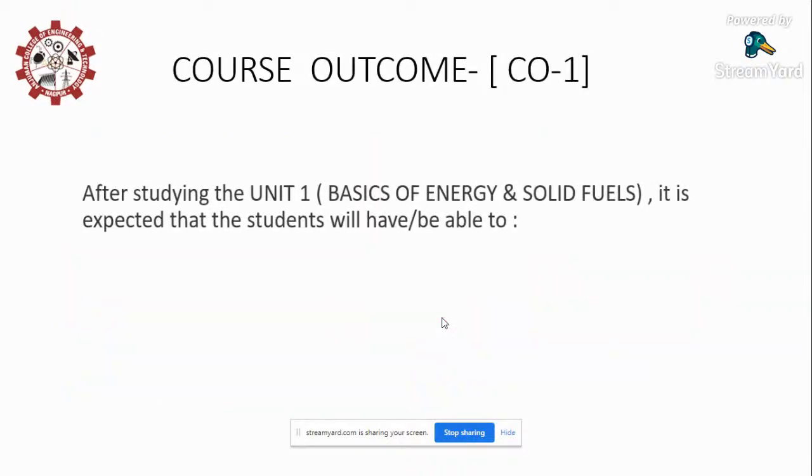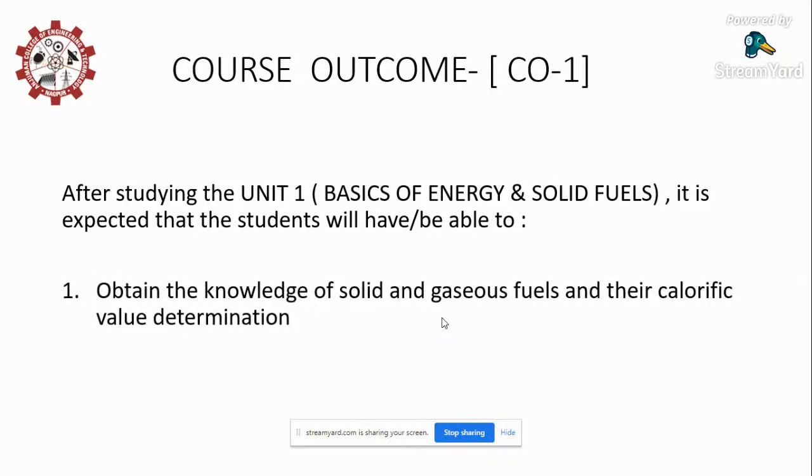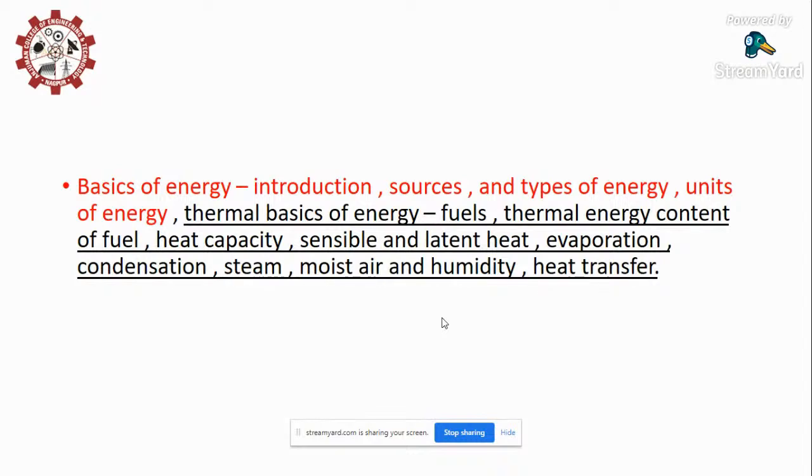So let's see. The course outcome for unit 1 is, after completing unit number 1, that is basics of energy and solid fuel, the student will be able to obtain the knowledge of solid and gaseous fuel and their calorific value determination. So the majority of the part has been taught to you in the class. You have completed how to calculate the calorific value by Bomb and Boys calorimeter. Then we have also studied the various types of fuels and their examples. So here in this unit, the important term which we need to remember is the calorific value and its determination. So this much topic I'm going to cover today. Let's see how much we can go.